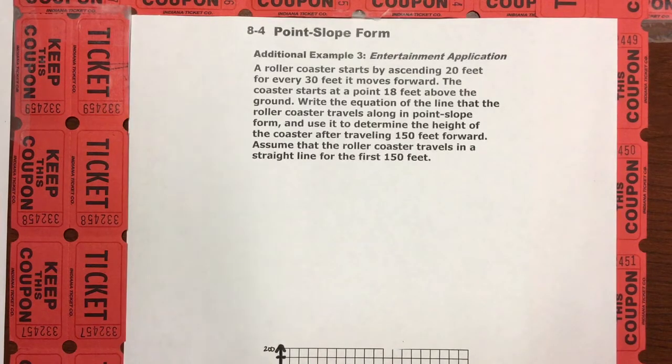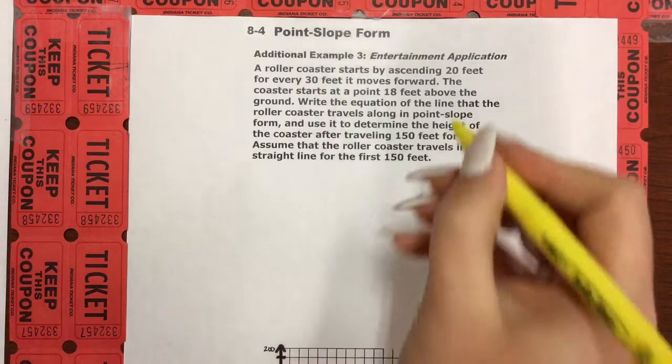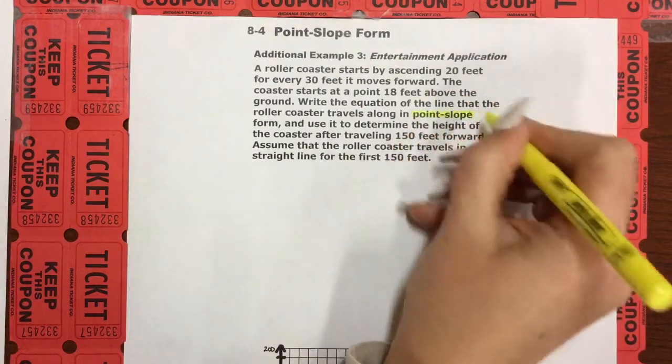Okay, we are going to look at example 3. It is an entertainment application. What it states is that a roller coaster starts by ascending, that means going up 20 feet for every 30 feet it moves forward. The coaster starts at a point 18 feet above the ground. Write the equation of the line that the roller coaster travels along in point slope form.